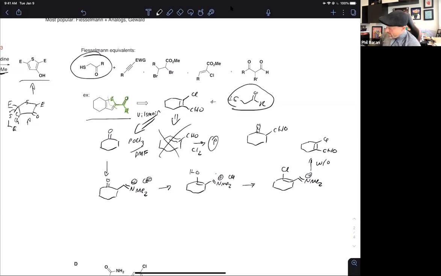That's a very, very nice way of turning your ketone into a perfect heterocyclic precursor. You can condense a lot of different reagents into a species like this. Vilsmeier is probably one of medicinal chemists' most useful condensation reagents out there.